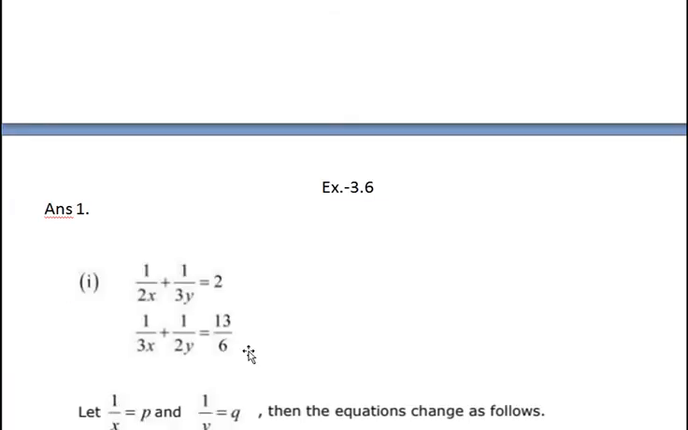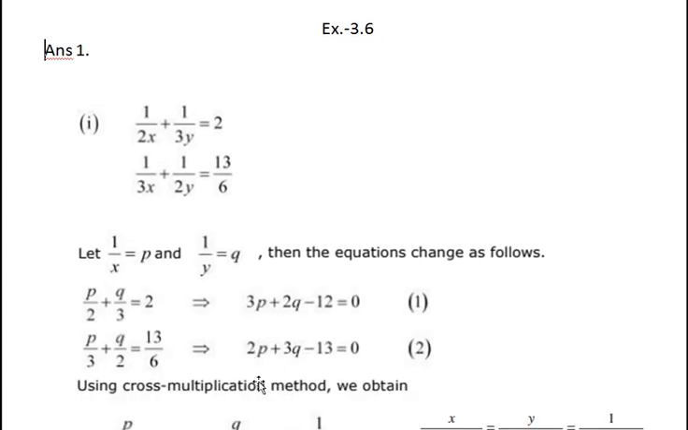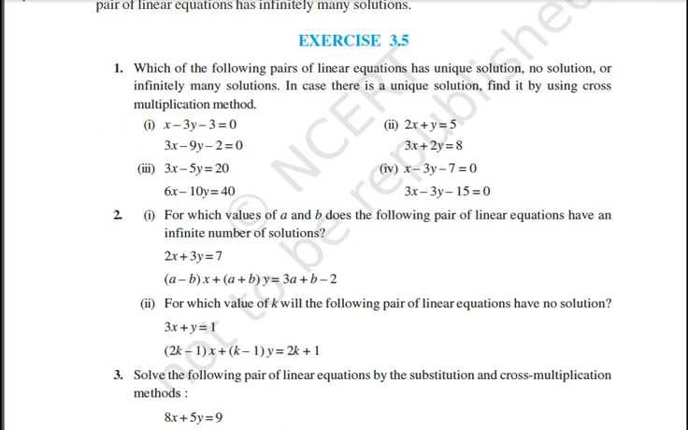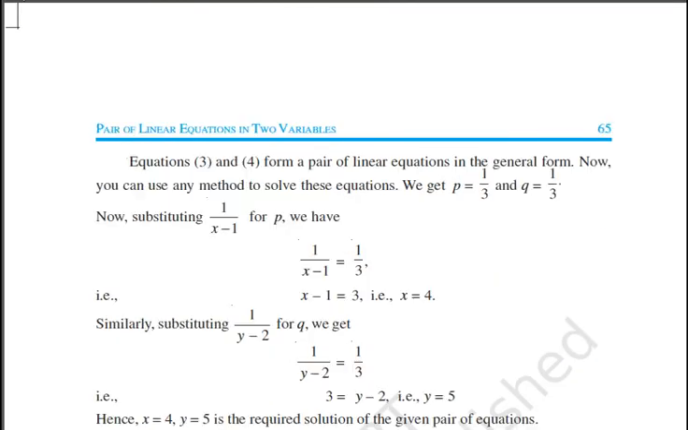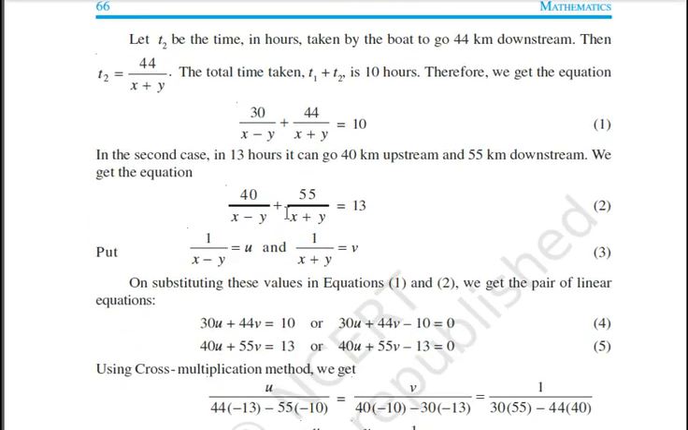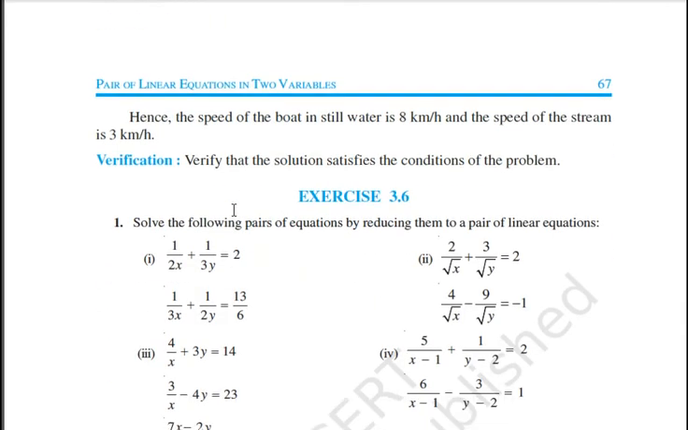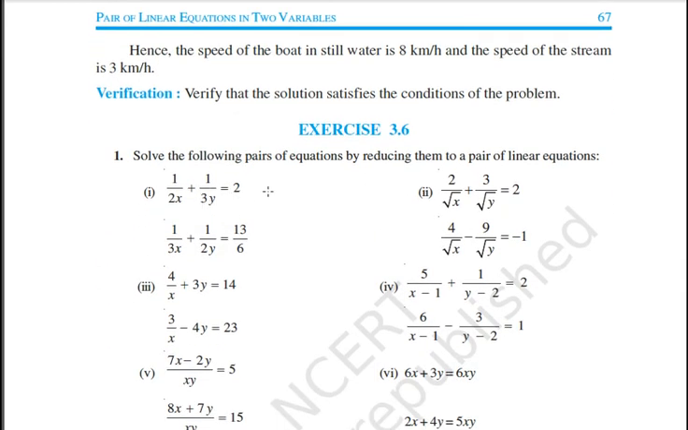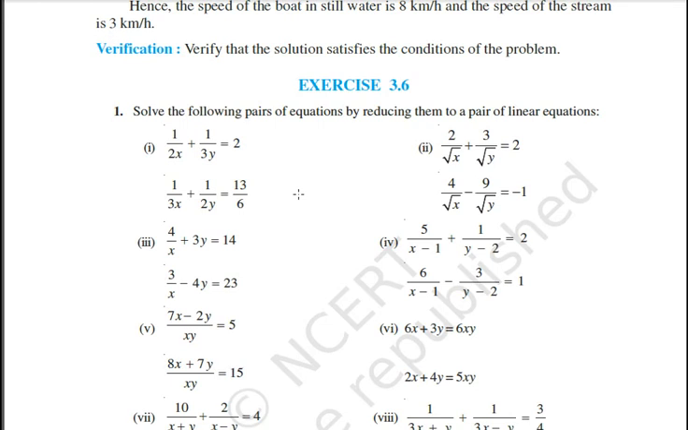Now today I will start with one question, because all these 3.4, 5 and 6 are similar. So now 3.6, first question. Solve the following pairs of equations by reducing them to a pair of linear equations. Now we need to solve these equations by reducing them, making them simpler.